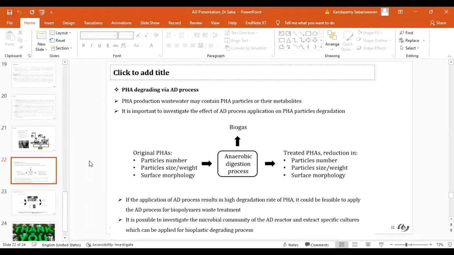Degradation via AD is a process that means polyhydroxyalkanoates can also be degraded. So while we get biogas production, at the same time we can degrade microplastics, namely polyhydroxyalkanoates (PHA). Wastewater may contain PHA particles or their metabolites. It is important to investigate the effect of the anaerobic digestion process on PHA particle degradation.